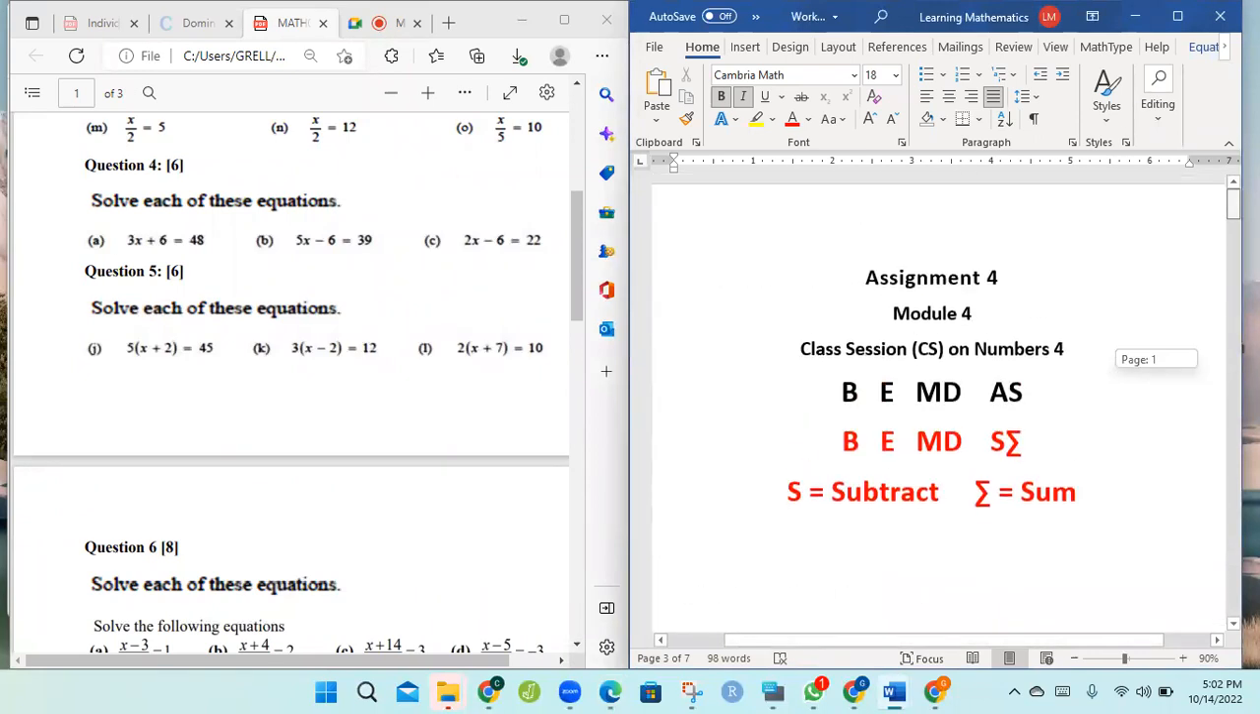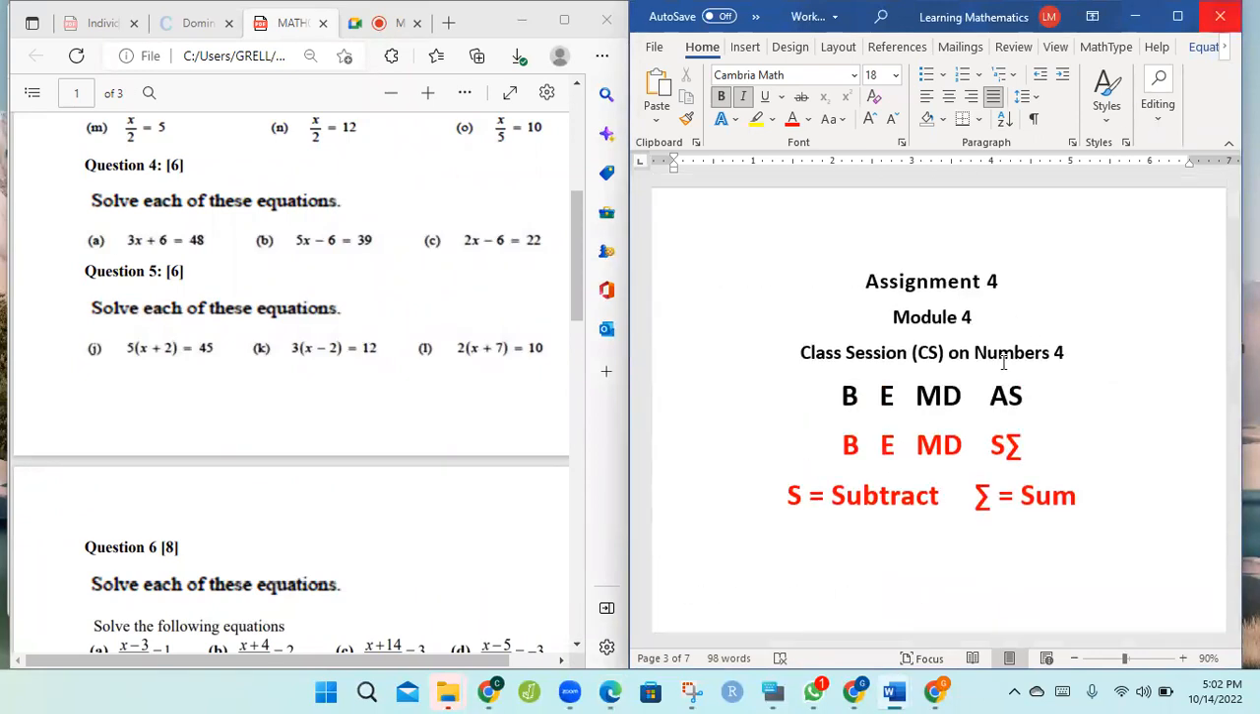As you can see, we did a modification of BEDMAS, the order of mathematical operations. You start with inside the bracket first, exponent, multiply, divide, add, and subtract. Add and subtract coming last. But here we did a modification and we put sigma as sum, the sigma symbol for sum, meaning to add. So the S here is for subtract, but it means the same thing.